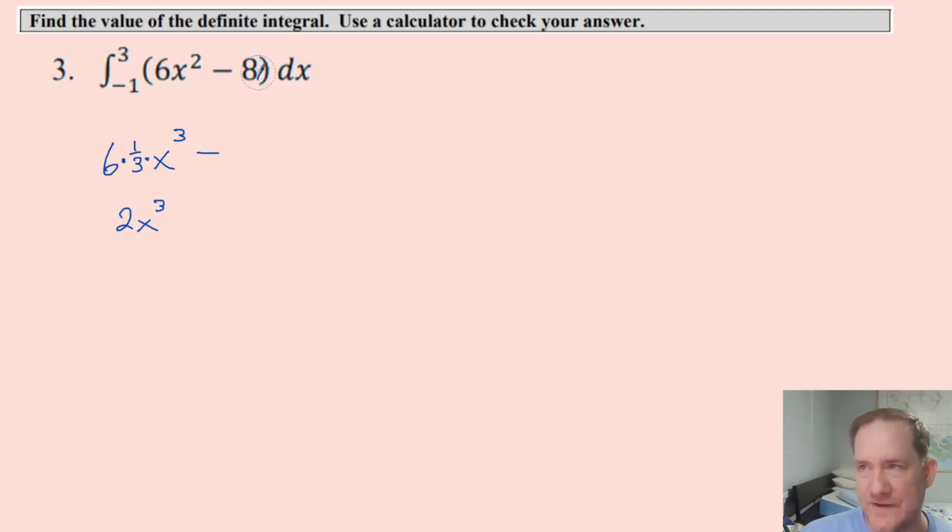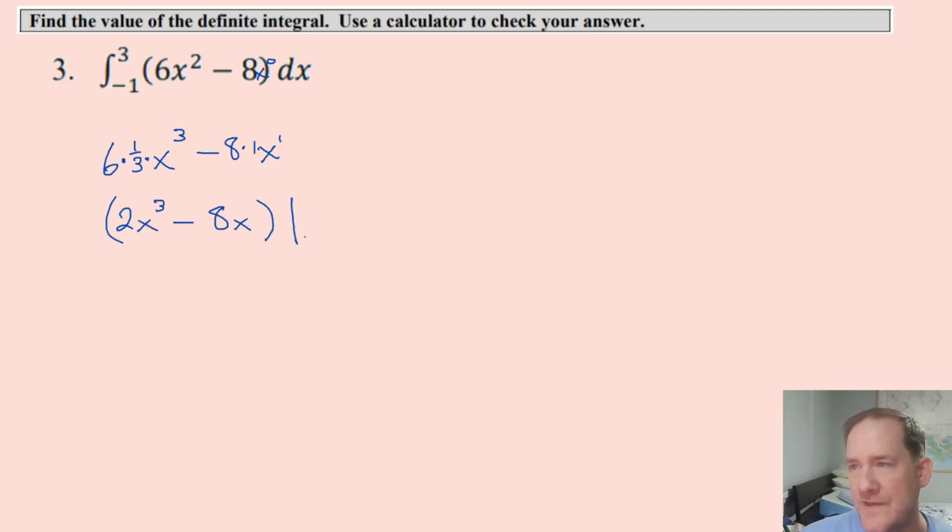Same thing with this 8. This 8 is technically the coefficient on an x to the 0. So if you raise the power of x to the 0, you get x. And then you want the 8. And the reciprocal of x to the 1, well, that's a 1. So 8 times 1 stays 8. So the antiderivative of the second term is for sure just 8x. And that's it. We've got our antiderivative.